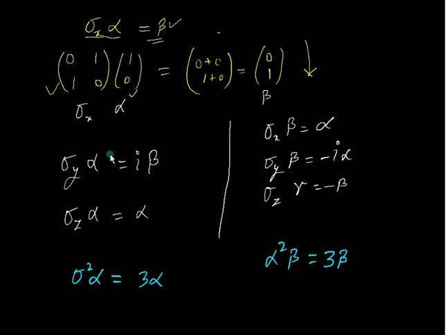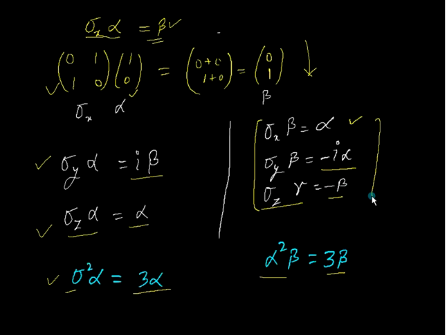Pauli spinors. And if you take sigma y alpha, you will get i beta. Sigma z alpha is equal to again alpha. You have to remember these relations, and you can prove them with the help of matrices. Sigma square alpha is equal to 3 alpha, since sigma square is equal to 3, and sigma square beta is equal to 3 beta. And these properties: sigma x beta is equal to alpha, sigma y beta is equal to minus i alpha, sigma z beta is equal to minus beta. So these are some properties associated with the Pauli spinors and operators.